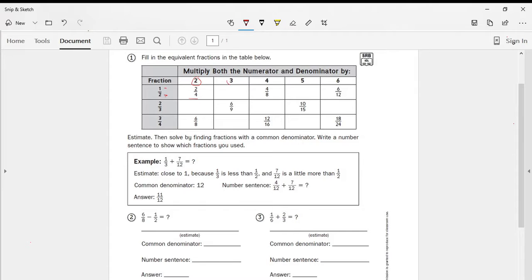Now when I multiply that fraction by 3, do not go here, go all the way back to your original fraction. 1 times 3 equals 3. 3 times 2 equals 6. An equivalent fraction for 1/2 equals 3/6.